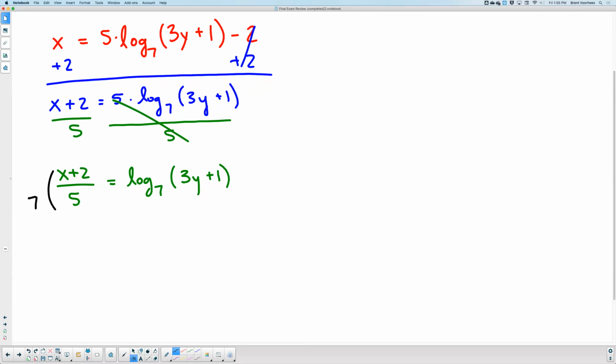The way AP Classroom shows it to you is it would show you as 7 being raised to both sides like this.